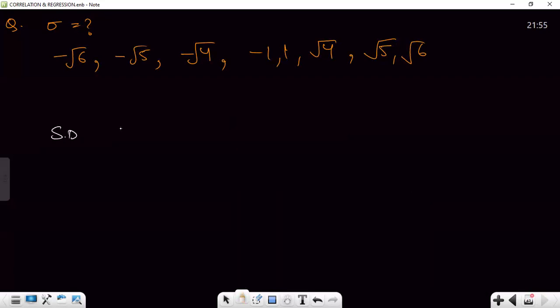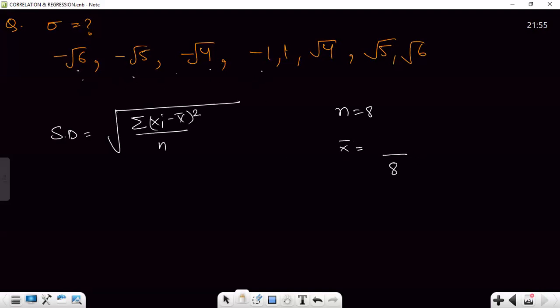We know the formula for standard deviation is square root of sigma of (xi minus x bar) whole square, divided by n. Actually, what is n? 1, 2, 3, 4, 5, 6, 7, 8. N is 8. Now, if we want to find the mean, it is the sum divided by 8. The sum: minus square root 6 cancels plus square root 6, minus square root 5 cancels plus square root 5. Similarly, everything cancels. So the mean is 0.